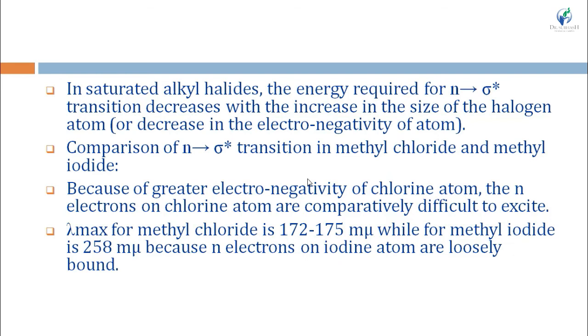I am repeating, methyl chloride and methyl iodide. The electronegativity of the chlorine atom is more than the electronegativity of the iodine atom. So electrons of chlorine atoms require more energy than the electrons of iodine atoms to be excited, and energy higher means wavelength lower. So lambda max of methyl chloride is 172 to 175, while for methyl iodide it is 258, because methyl chloride needs more energy than methyl iodide, and more energy means less wavelength.